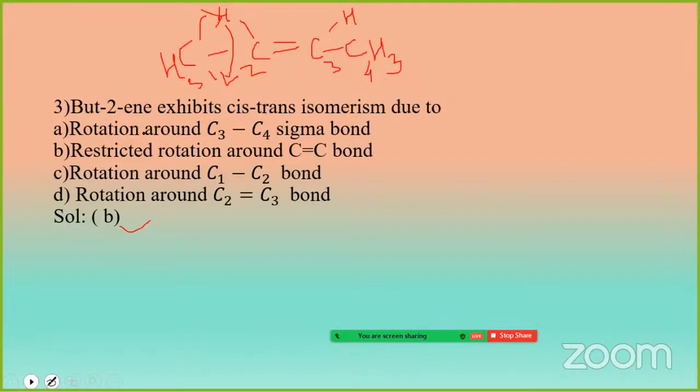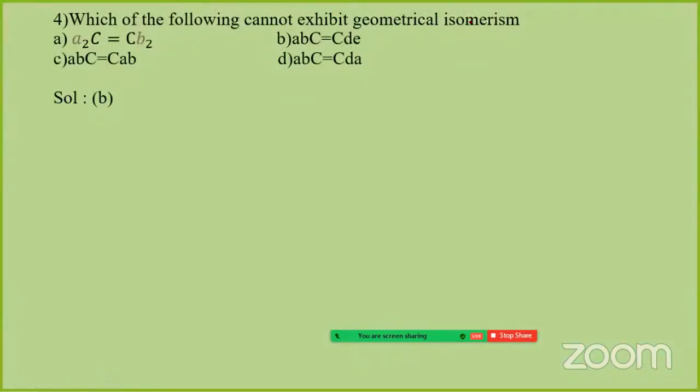Which of the following cannot exhibit geometrical isomerism? For geometrical isomerism, compulsorily a minimum of 2 same groups should be present on either side of the double bond. See here, in the first example, 2 A groups are present, 2 B groups are present. That means it will show geometrical isomerism. And in the second example, on the first carbon you are having A and B groups, and on the second carbon you are having D and E groups. So this cannot show geometrical isomerism.